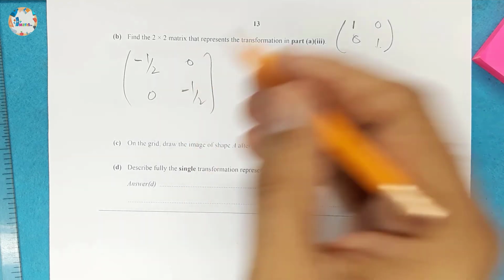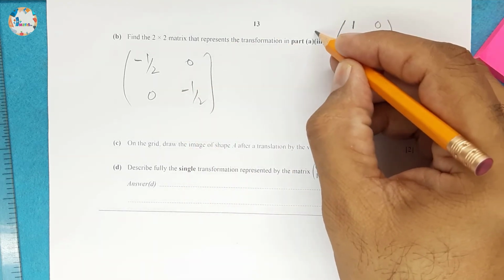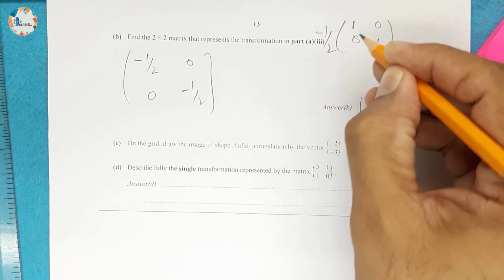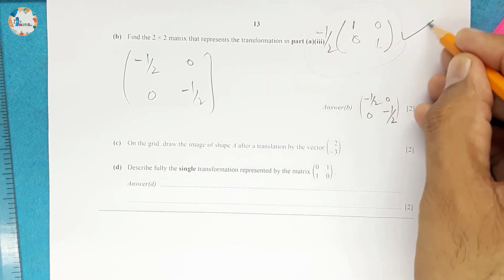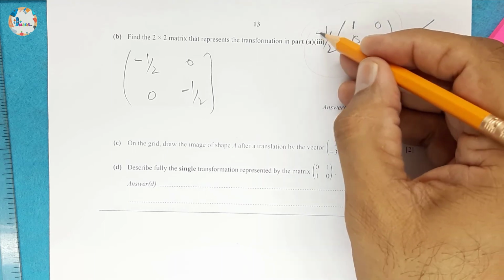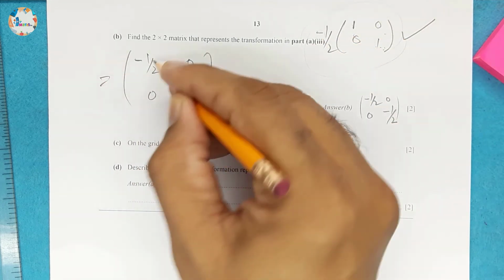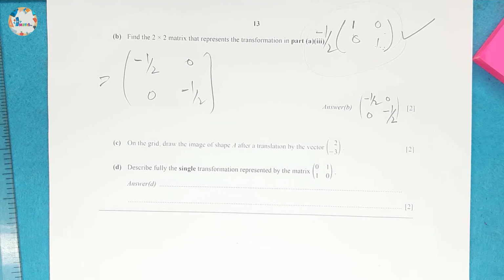So this scale factor we can write here, we can basically multiply this minus 1 by 2, this is basically a step which we can mention over here. So minus 1 by 2 into this will be resulting to this one, and then this will be our answer.